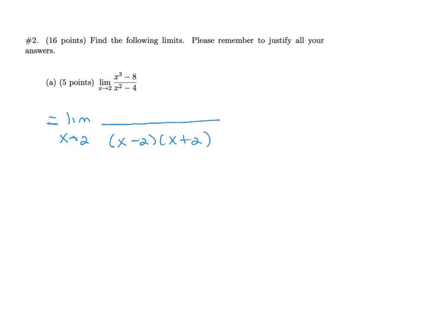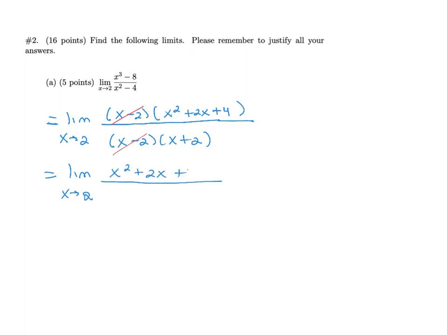The numerator is a difference of cubes, and that can factor as well, as x minus 2, and we're going to have a quadratic left over, and the quadratic is x squared plus 2x plus 4. Written this way, we can now cancel the factor of x minus 2, and we're left with the limit as x approaches 2 of x squared plus 2x plus 4 divided by x plus 2.